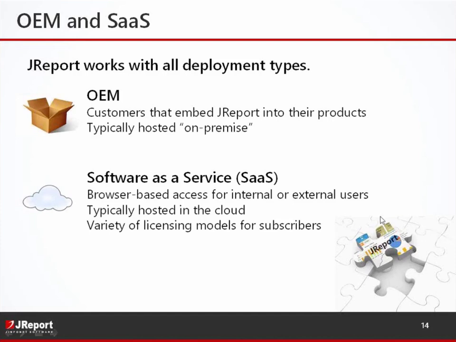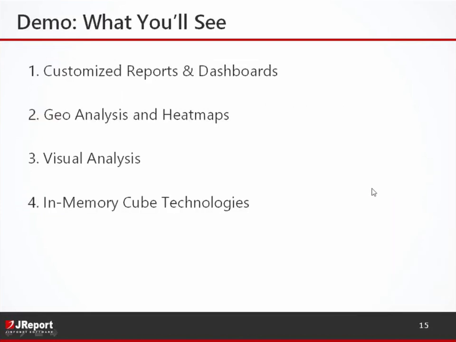All right, cool. So with this, we are going to be moving on to the demo. And in the demo, you will see how to create customized reports and dashboards. You'll see geo-analysis and heat maps because JReport works with OpenStreetMaps and Google Maps, so you can drill down from country to state to county level. So it's really cool, and Greg is going to show you that. Then visual analysis, as I explained, the data interactive or data discovery tool that we have, and then in-memory cube.